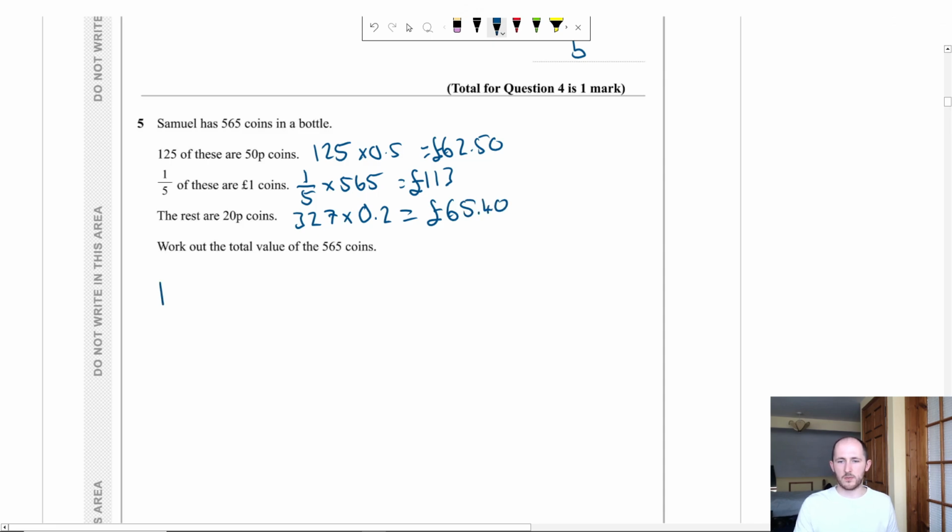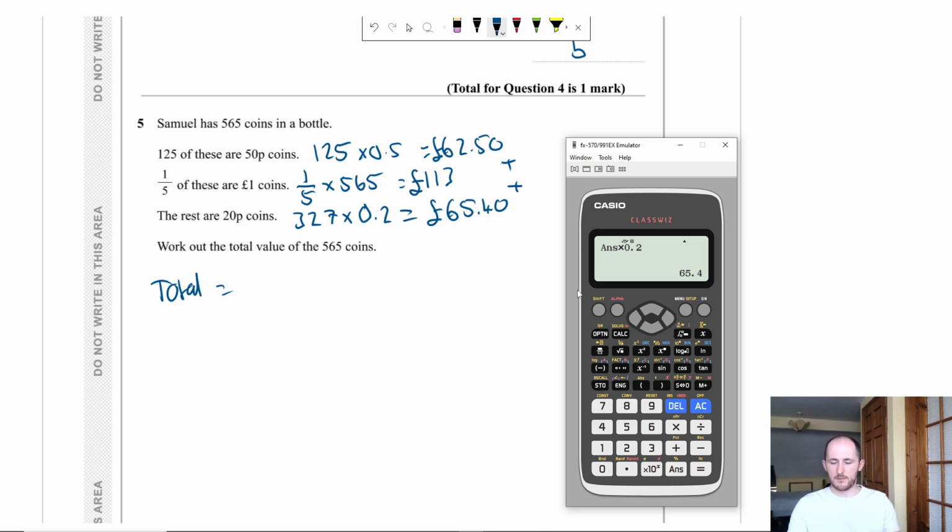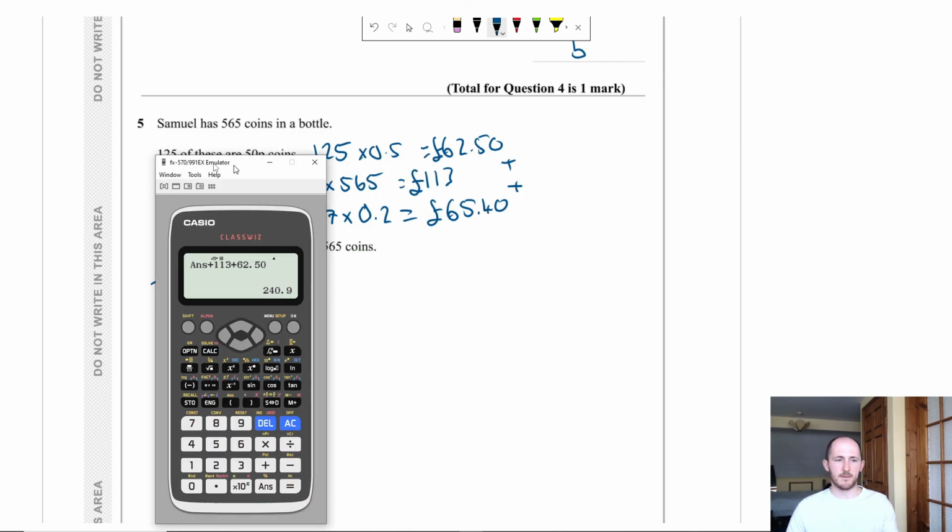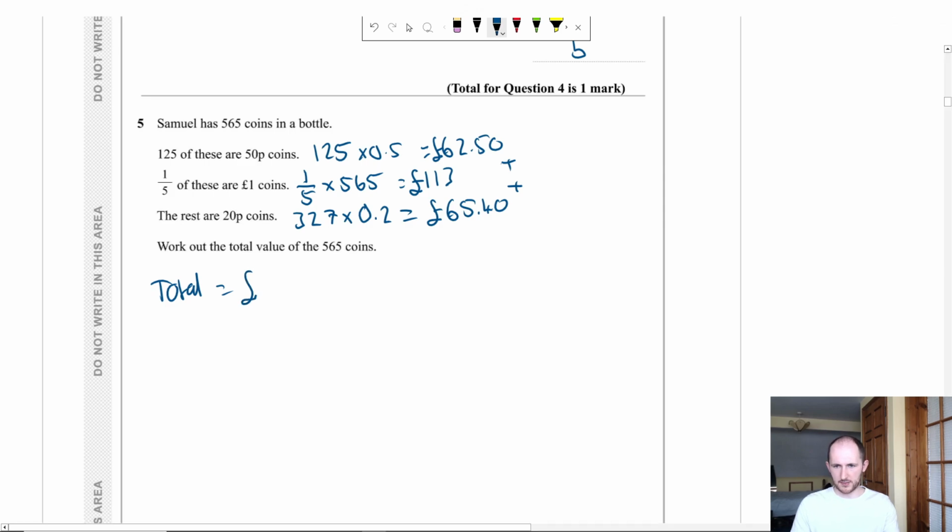Now again, the total will just be all three of those numbers added up. So we're going to add 65.4 plus 113, plus 62.50, which gives me an answer of £240.90. And just remember to put a 0 after the 9 because it is technically money, so they might be a bit wonky about that.